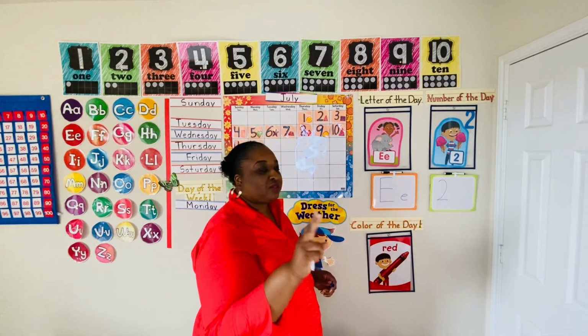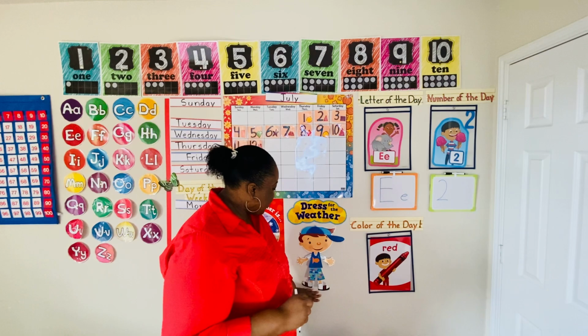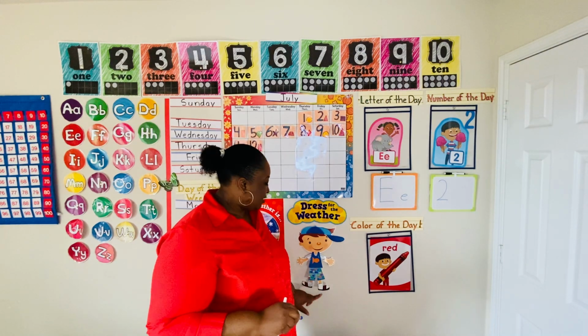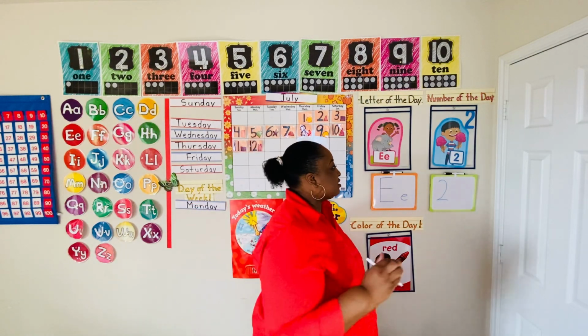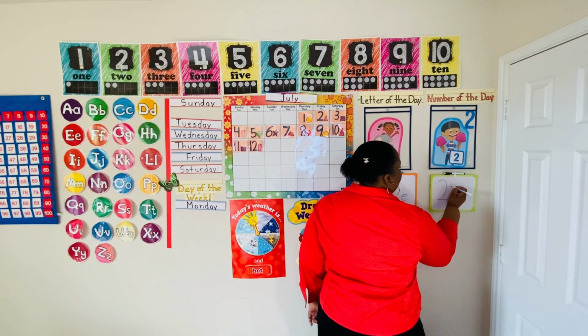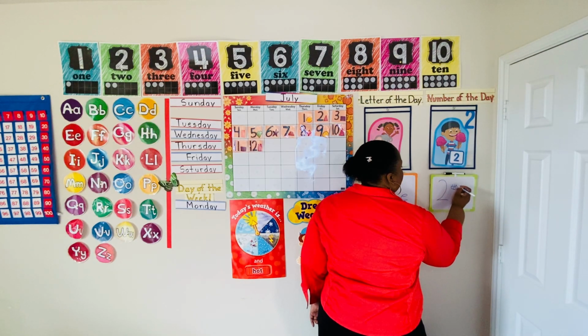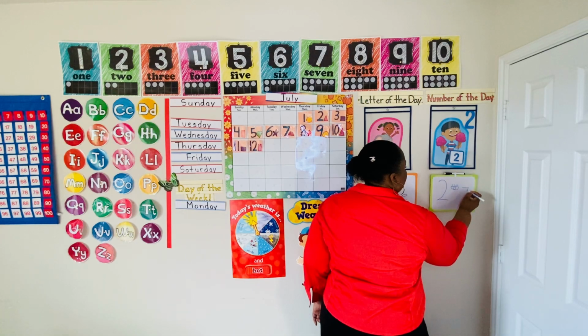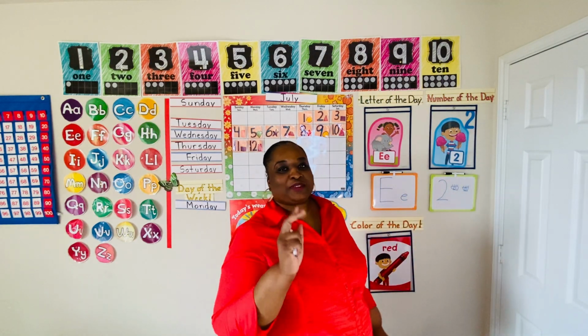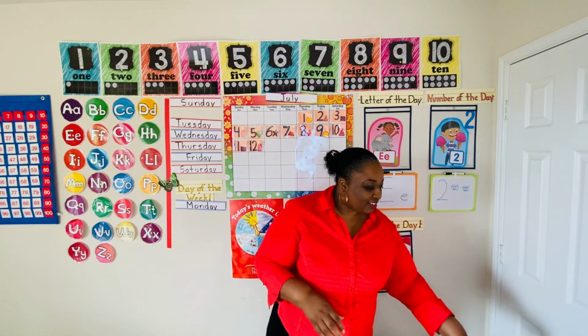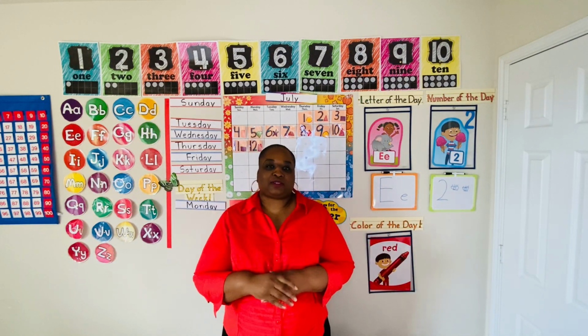Now remember, 2 is also a pair. So like Miguel has on a pair of shoes. He has on 1, 2 shoes. Now I'm gonna draw 2 eyes. There's 1 eye and 2, okay? 1, 2, 2.